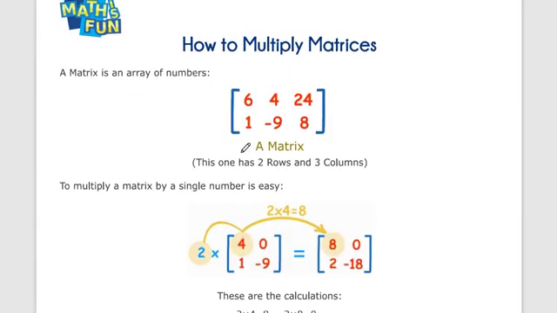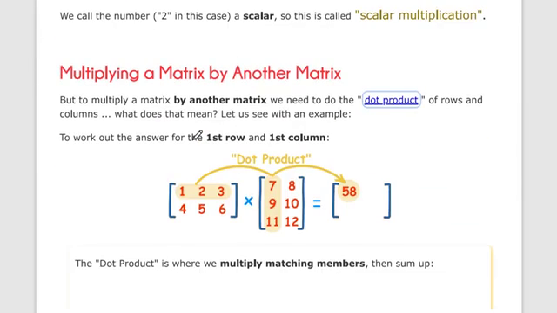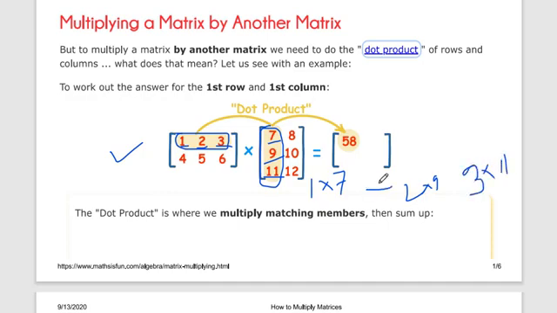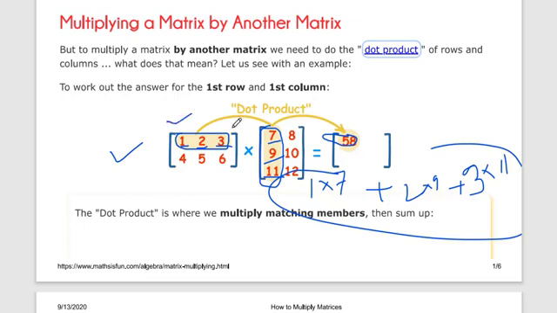Okay, multiplication with a scalar we already know. Now let's multiply with another matrix. First of all we take the first row and first column, then multiply each element: 1 into 7, second element 2 into 9, third element 3 into 11, and add all of them, and this value is put as the answer in the first row, first column. Why? Because we took the first row and first column.